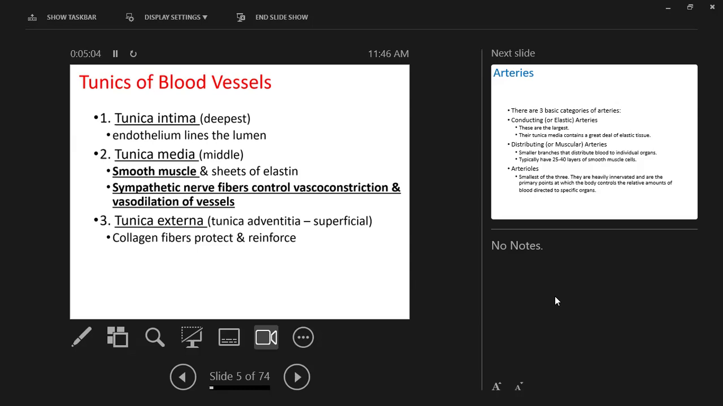Relaxation, vasodilation of a blood vessel, occurs simply because we're not releasing as much norepinephrine into the smooth muscle layer. And of course, the outer layer, which we really don't have on capillaries, the tunica externa, tunica adventitia, is connective tissue holding the vessel in place.